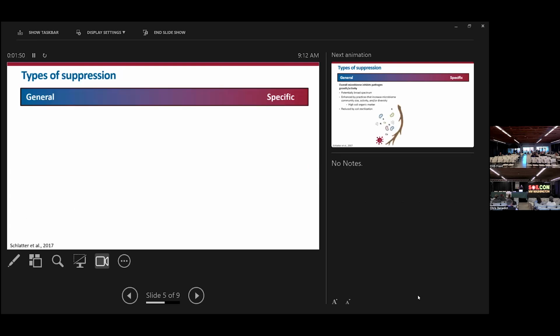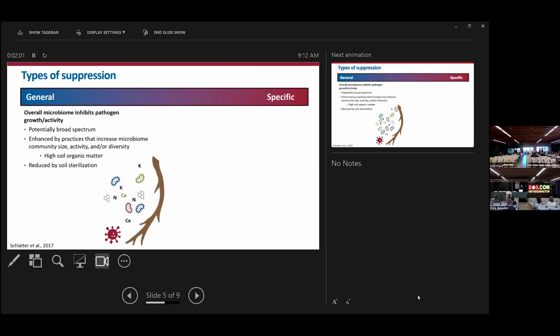So I want to talk a little bit about these theories of suppression and different types of suppression as well. There's a continuum of general to specific suppression. General suppression is really the idea that the overall microbiome and its activity is inhibiting pathogen growth and activity. So it could potentially be broad spectrum, relating to a variety of soil-borne diseases. It tends to be enhanced by practices that increase the microbiome community size, activity, and/or diversity. And it's been shown that increasing soil organic matter may increase general disease suppression.